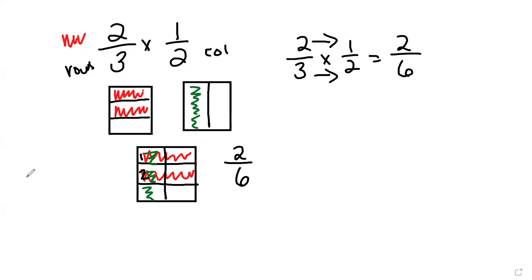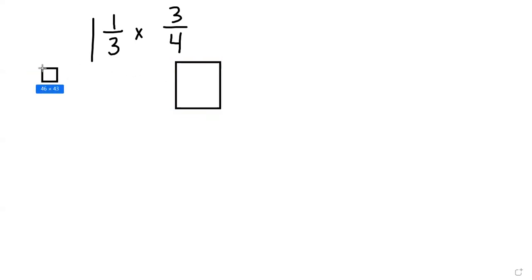So let's look at what happens when we have a mixed number. So we have the mixed number 1 1/3 times 3/4. Because I have a whole number in front, that's a 1, I'm now going to need to draw one extra square. So I need a square to represent the whole number. It's a whole number of 1, so 1 square. If it was a whole number of 2, I would draw 2 squares.